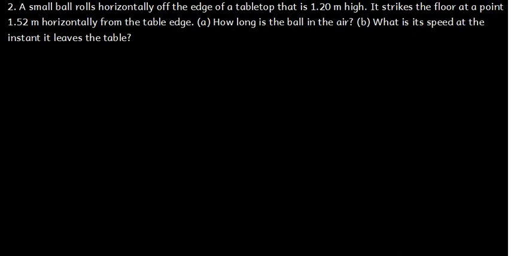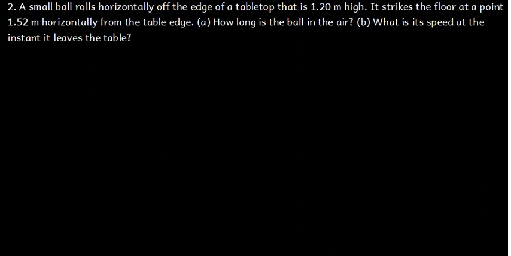Number 2, a small ball rolls horizontally off the edge of a tabletop that is 1.2 meters high. It strikes the floor at a point 1.52 meters horizontally from the table edge. Part A, how long is the ball in the air? Part B, what is its speed at the instant it leaves the table?